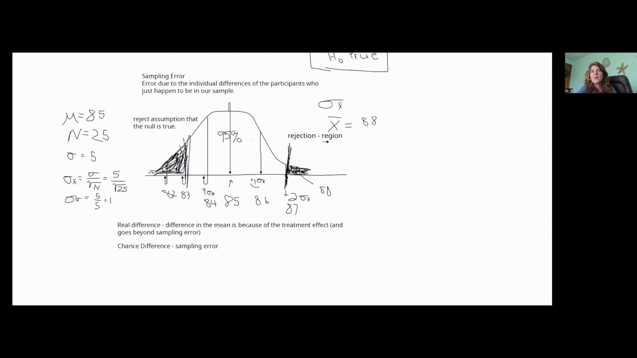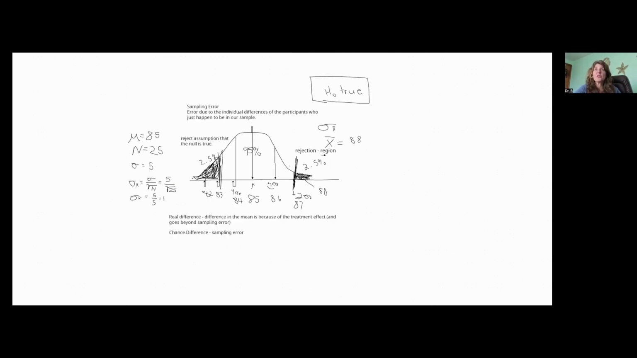Well, that means that we have 5% left. We have 2.5% on this side and 2.5% on this side. Now, if something falls in these spaces, even in psychology, we consider that pretty rare. We consider that enough evidence that we're going to have to disregard the null hypothesis. We're going to say, nope, if it falls in the rejection region, the null hypothesis is not true. Well, if the null is not true, then what's true?